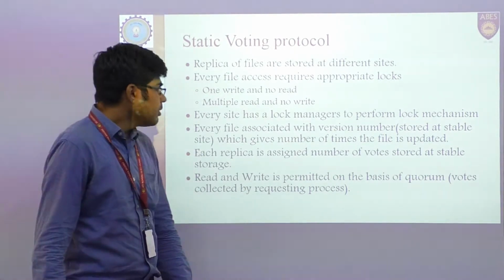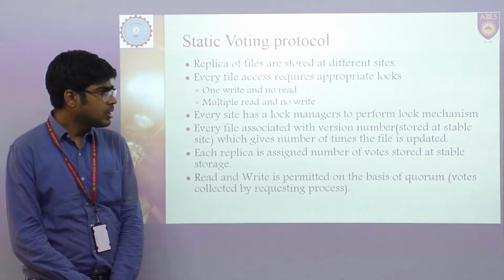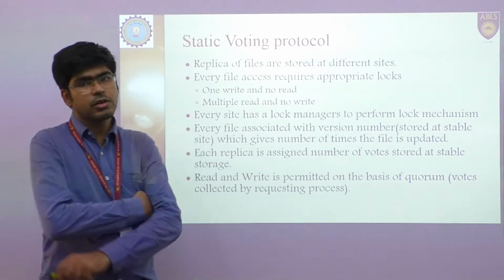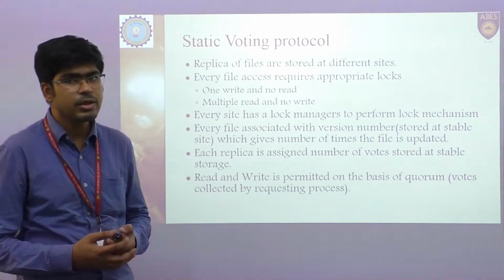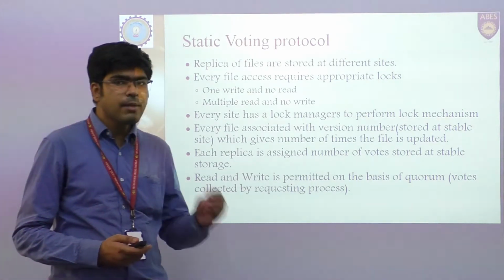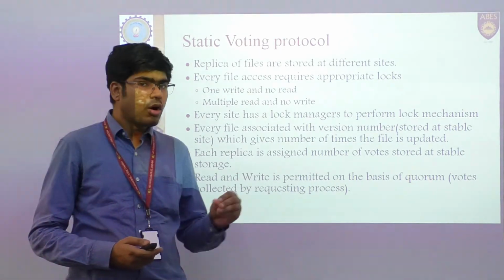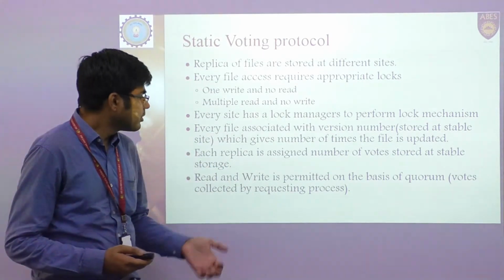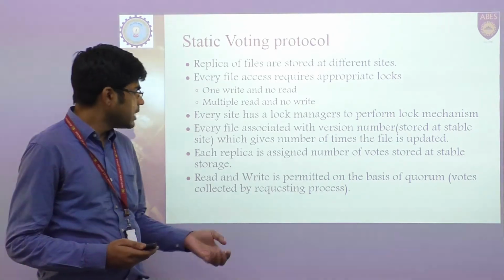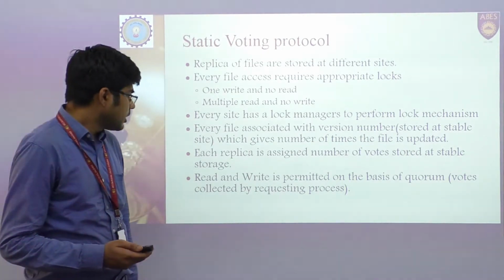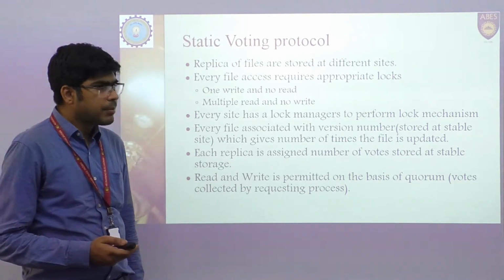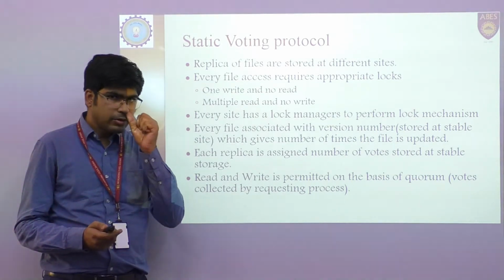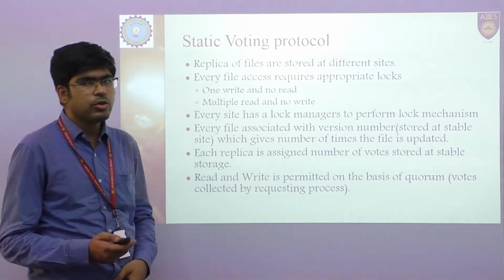Then every file will be associated with a version number. The version number will be stored at a stable location. Why do we say this is a stable location? Because that will help us keep a record of how the updates were made. So we are assuming there is a location or stable site where we can keep these things. Then each replica will be assigned a number of votes, which again will be stored at the stable location.